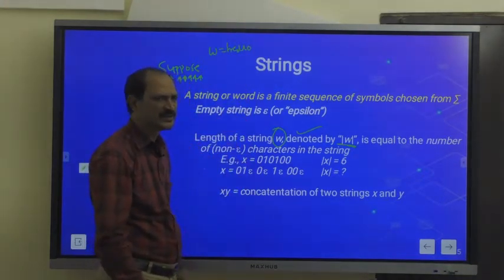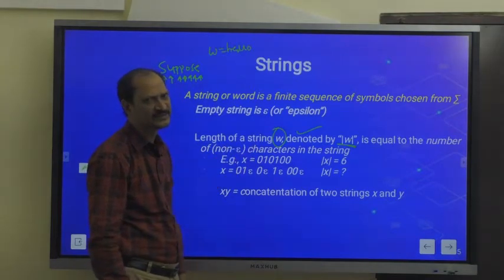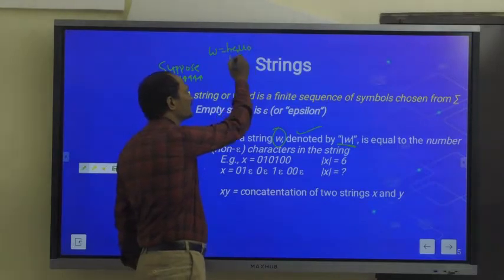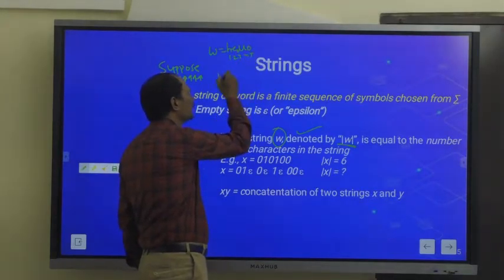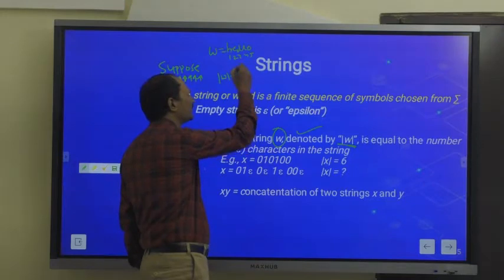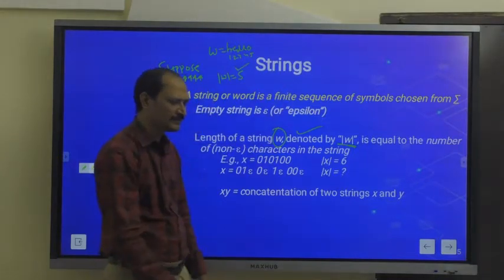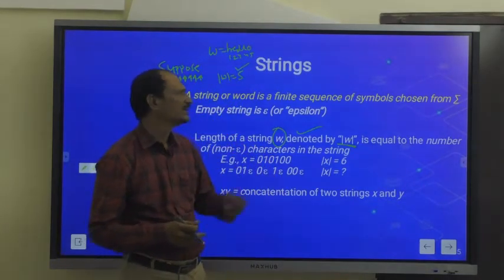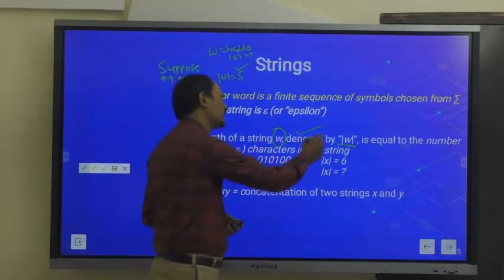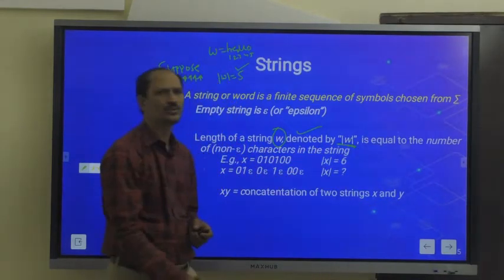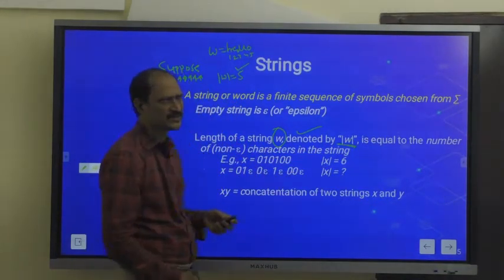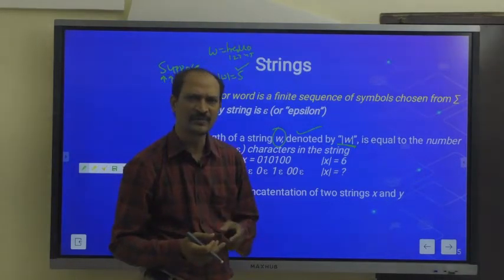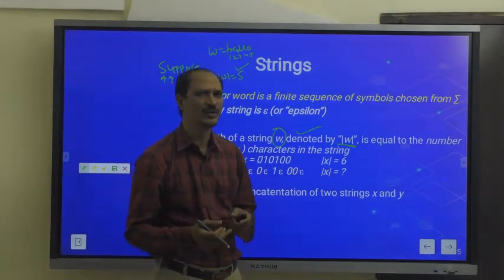What is the length of the string? You just count the number of characters in the string W. That is 1, 2, 3, 4, 5. So the length of the string is mod W, that is represented as 5. Means we are going to see 5 characters or symbols in the string hello. So that is what is called mod W, which is always going to give you the length of the string. This is about the third central concept of automata theory. First one is symbols, second one is alphabets, third one is strings or words.